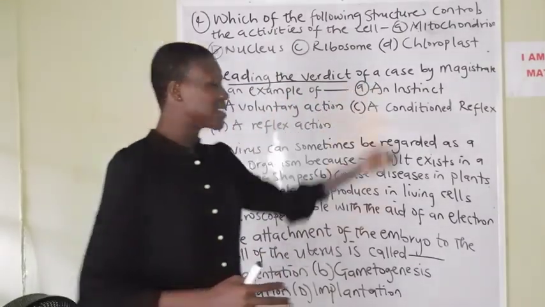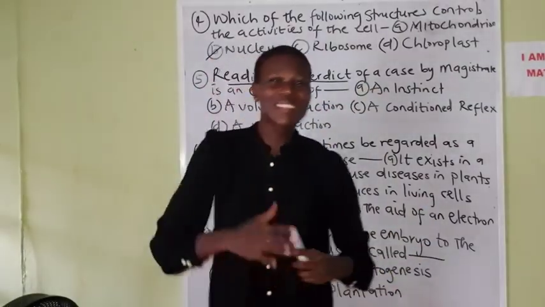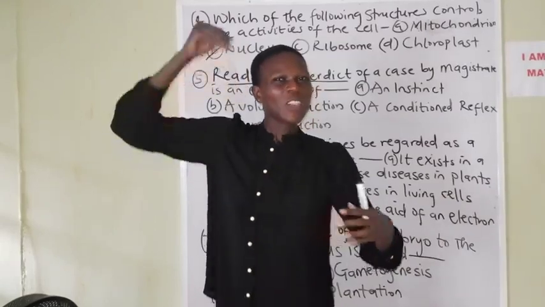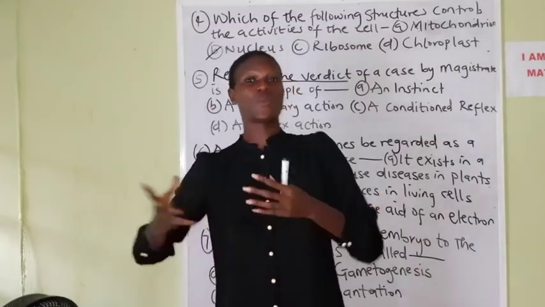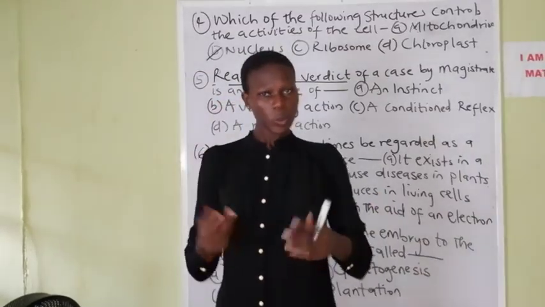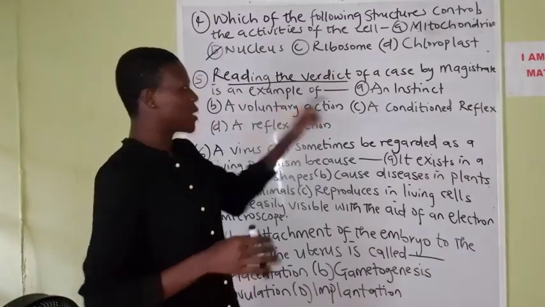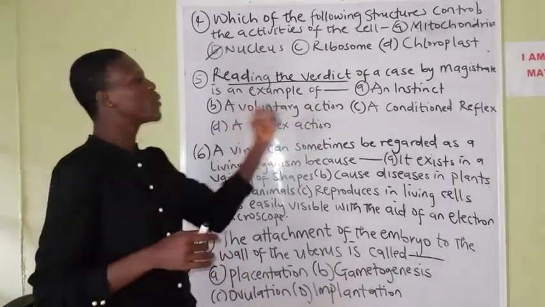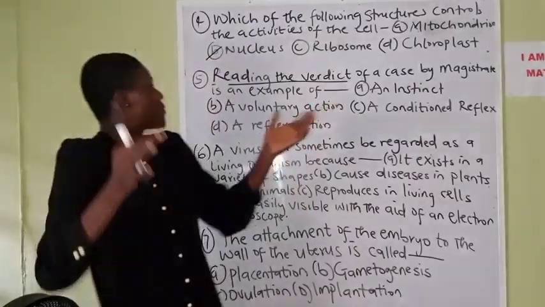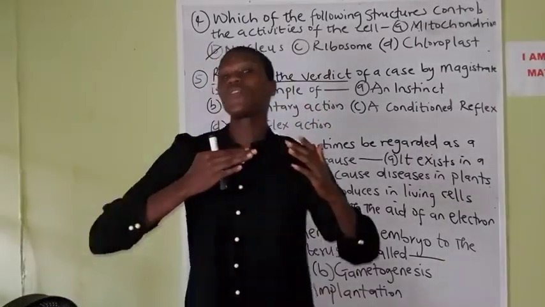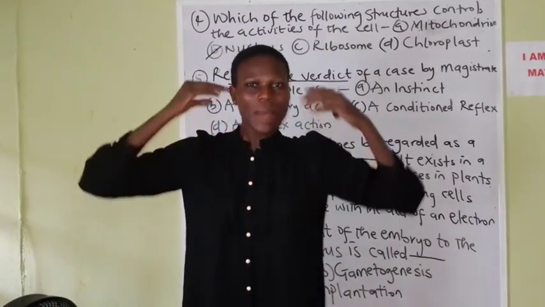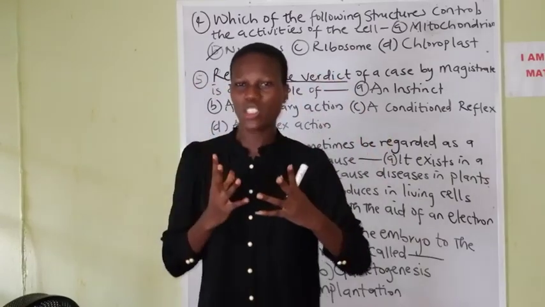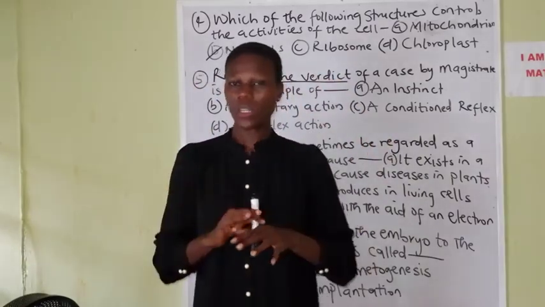Is it an instinct? What's an instinct? An instinct is an innate behavior, something already in you that you did not even learn, so you don't need to experience it, but it's already in you. Okay, so that's what an instinct means. Now, the second one says a voluntary action. What is a voluntary action? A voluntary action simply means a conscious, deliberate thing you imagine and you bring into action. It is not automatic.